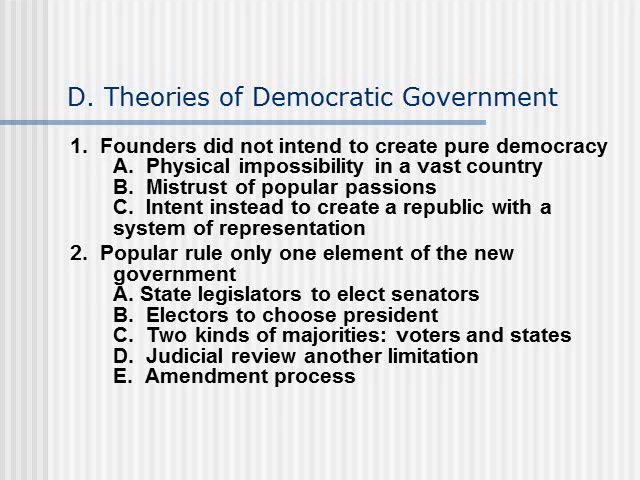Popular rule was only one element of the new government. State legislatures were the ones who would elect senators, and that's the way it was until an amendment was passed to allow senators to be directly elected. Electors chose the president. There were two kinds of majorities, voters and states. Judicial review is another limitation on pure democracy, and so is the amendment process that went through federal and state levels.